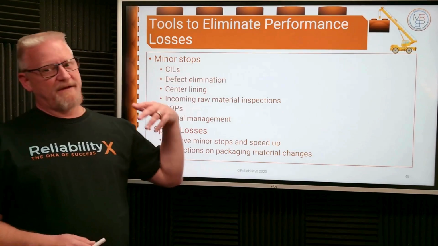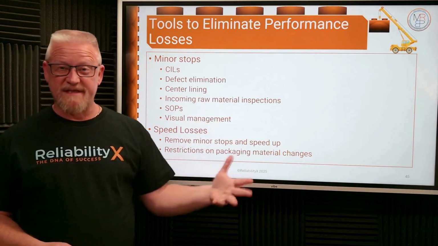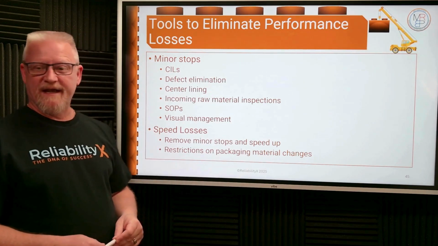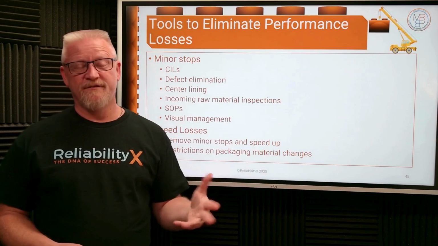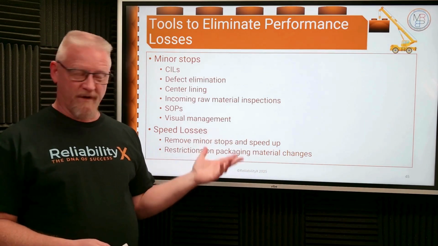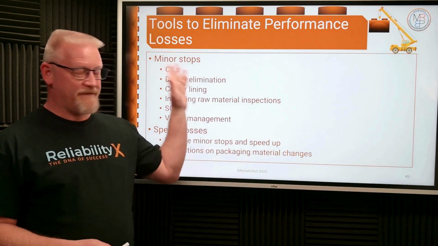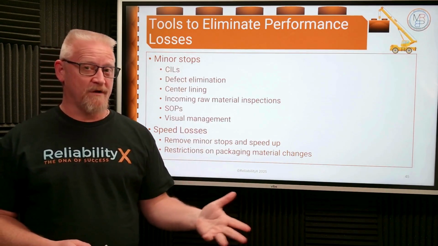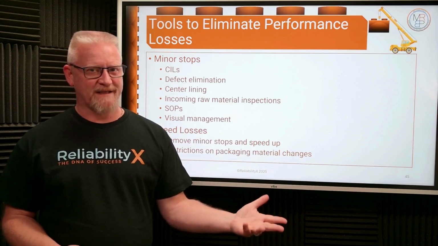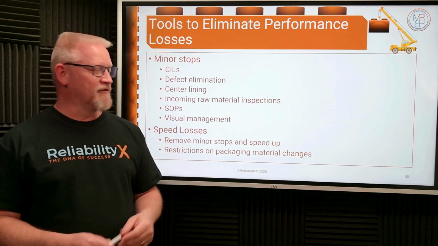For minor stops, everything, CIL, center lining, visual management, incoming raw material inspections, all these things can help eliminate those types of stops. And then for speed losses, well, they're often due to us trying to mask other losses. So if you want to find out if that's the case, put your machine to maximum speed, figure out what the other losses are, make those go away before you just assume that you cannot run a machine at its maximum capacity. So all of these are tools for eliminating losses.